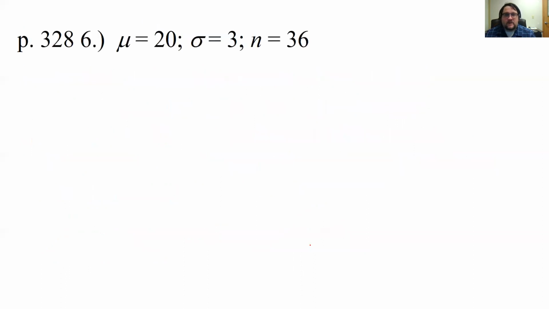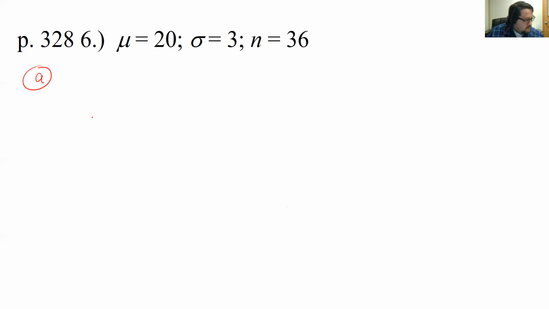All right. So let's look at number 6 on page 328. Suppose X has a distribution with a mean of 20 and a standard deviation of 3. We look at samples of 36, which is bigger than 30, so it doesn't really matter what the original distribution was. Because we have more than 30, the distribution of the sample means will be normal. That's a way you can convert non-normal things into normal things, by looking at the sample means. All right, part A.